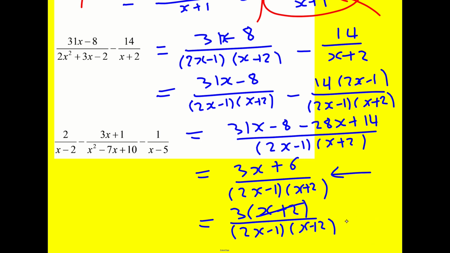I don't need the bracket, 3 over 2x minus 1. So I guess this is another little hint. As well as this first hint, try and factorize quadratics.